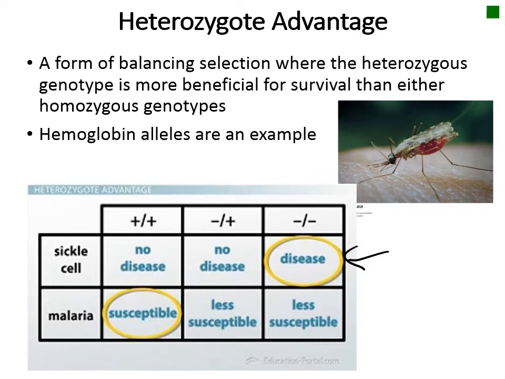However, in certain areas of the world where malaria is prevalent in the mosquitoes that live there, individuals who are homozygous for the normal allele are more susceptible to getting malaria and dying. But heterozygous individuals do not have sickle cell anemia and are protected from malaria, and so they are selected for over either the homozygous dominant or the homozygous recessive.